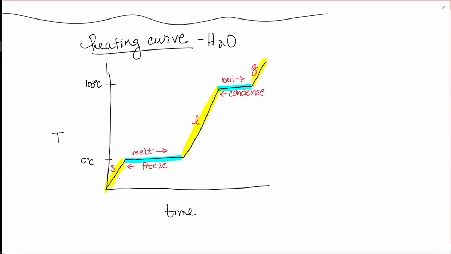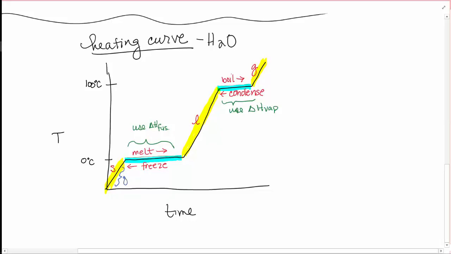Since those are the phase changes, it's in this region here that we would use the heat of fusion. And this phase change, boiling and condensing, is the time when we would use the heat of vaporization. At any other point, and notice, you guys, there's no temperature change in these areas. So we can't use Q equals SM delta T. But in all the other areas, there is.